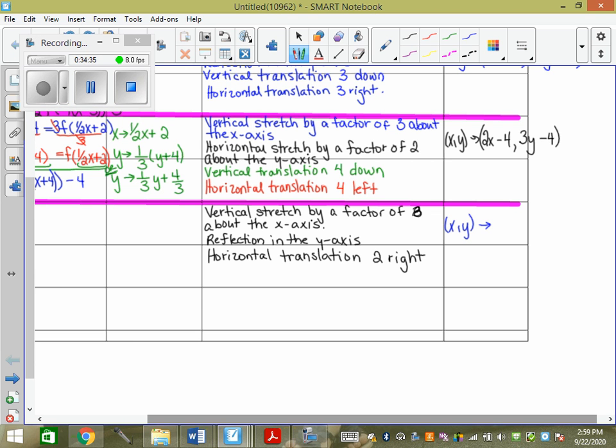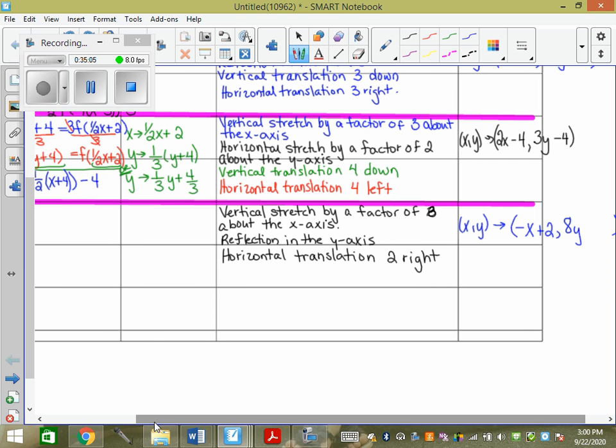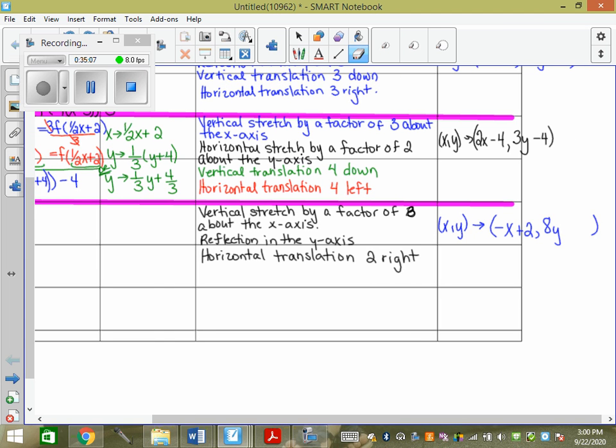So my x, y will become vertical stretch. So I'm multiplying my y by a factor of 8. I'm going to get 8y. I have a reflection in the y-axis that affects my x. Reflections affect them by multiplying by -1. So a reflection in my y-axis, I'm getting a negative x, or a negative 1x, same thing. Then I have a horizontal translation to the right. I'm going to add 2. Want to know what's great about replacement and mapping? They're flips of each other. I'm going to erase this pencil too.